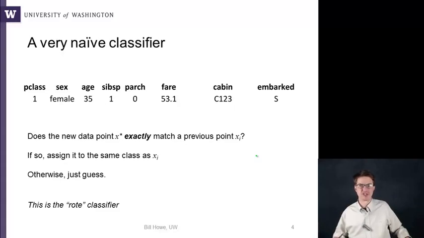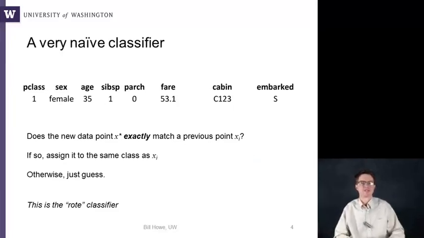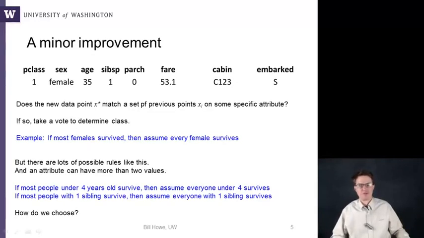And if it doesn't, then you have to just guess. Okay, so this classifier is not particularly useful. So a minor improvement on this one is the following. Given a new passenger that we haven't seen before, see if it matches an existing example on some particular attribute. And if it does, then take a vote among people with the same value and see what they say, and use that to determine the class.